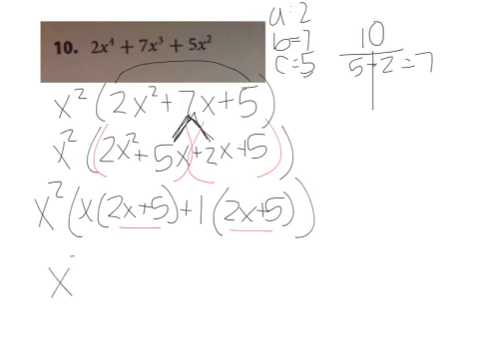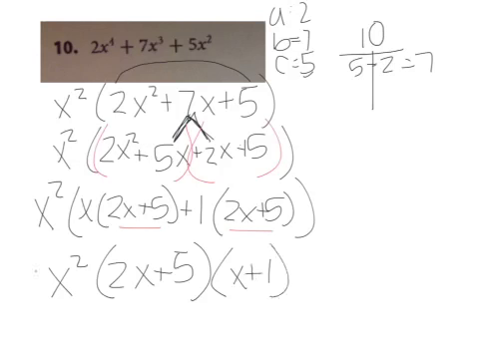And so now I've got this x squared, and I factor out my 2x plus 5, that binomial, those things that match. And if they didn't match, something went wrong with the way we factored. And then x plus 1. And this would be your completely factored number 10.